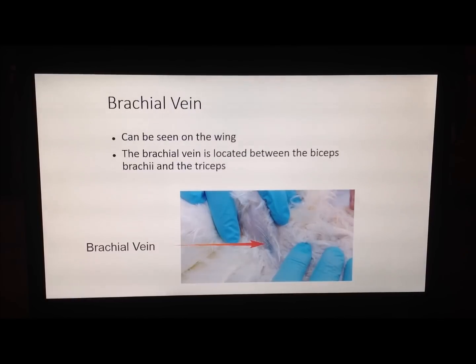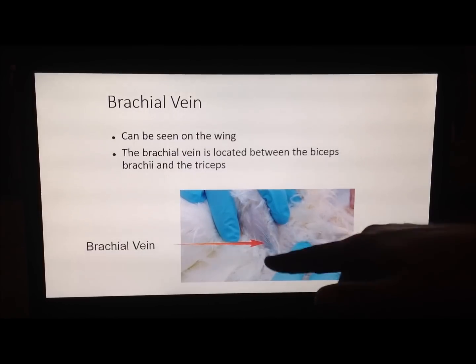The last feature we will cover is the brachial vein. This can be seen between the bicep and the tricep on the wing. And as you can see, there's the brachial vein.